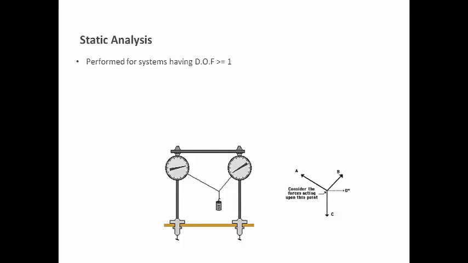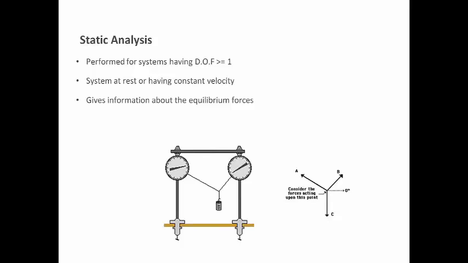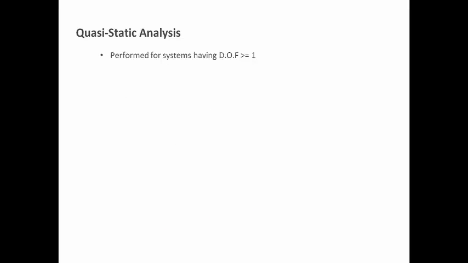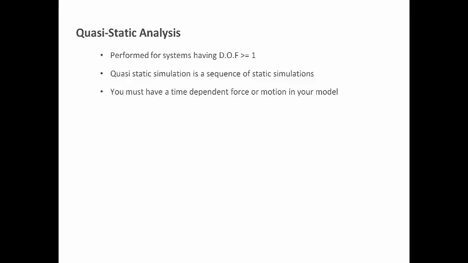Static analysis is performed for systems having DOF greater than or equal to 1. Systems at rest or having constant velocity come under static analysis, and they give information about the equilibrium forces. You also have quasi-static analysis, which is similar to a sequence of static analyses. It is also performed for systems which have DOF greater than or equal to 1. For this, you have to specify time-dependent force or motion for your multi-body model.